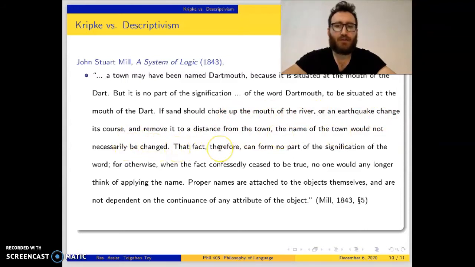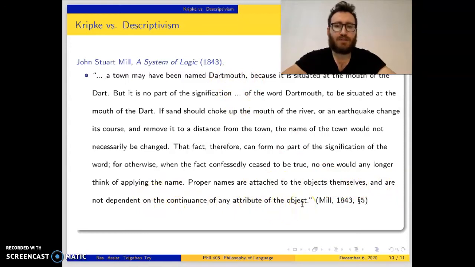That fact, therefore, can form no part of the signification of the word. For otherwise, when the fact ceases to be true, no one would any longer think of applying the name. But we would apply this name, Dartmouth, even if those things happen. Proper names are attached to the objects themselves. Dartmouth is attached to that city itself, and is not dependent on the continuance of any attribute of the object.